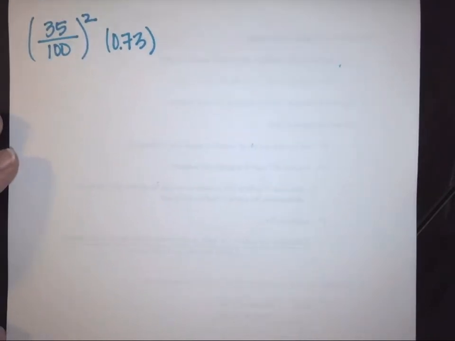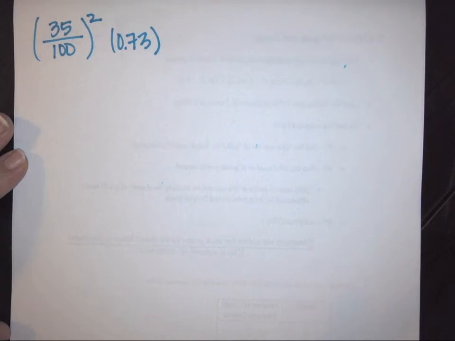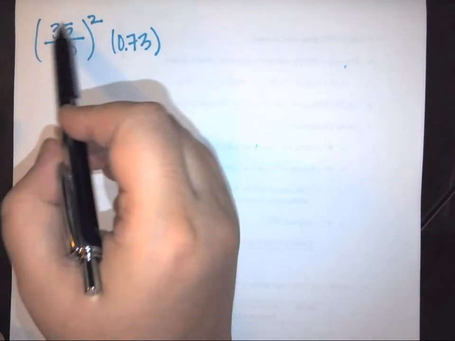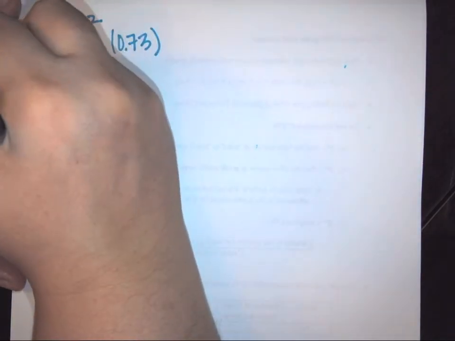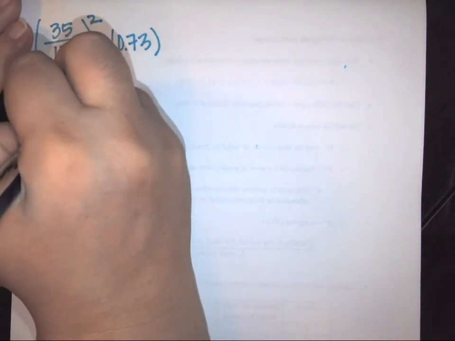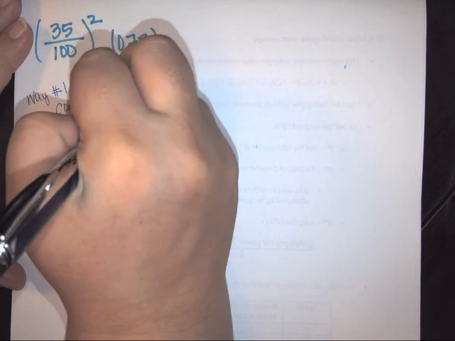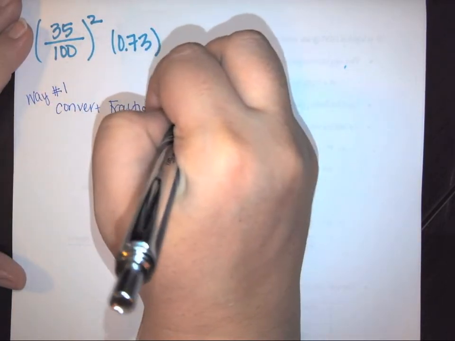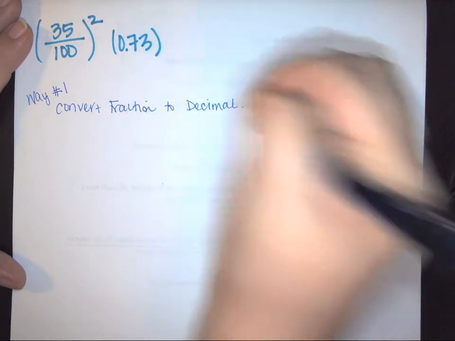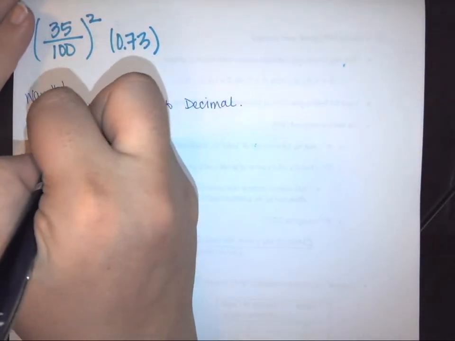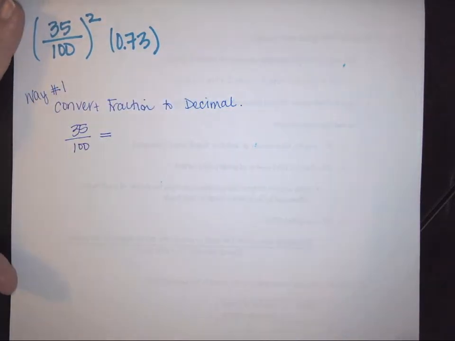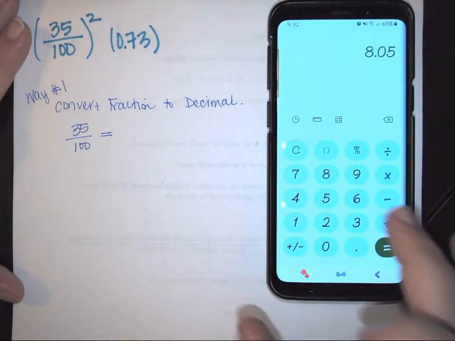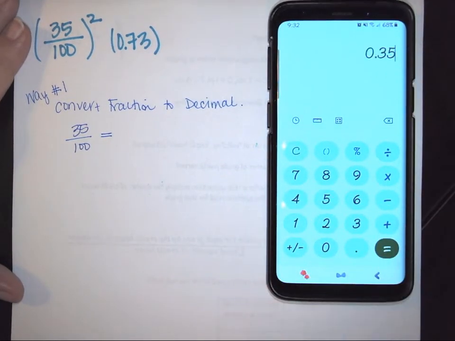Now let's look at another one. Here, notice the first thing I have is I have parentheses, but I'm squaring it. Now, there's a couple ways that we can do it. So again, I'm going to break this down. The first way is going to be to convert your fraction to a decimal. So I have 35 over 100, and I'm going to convert that into a decimal. So we have 35 divided by 100 gives you 0.35.